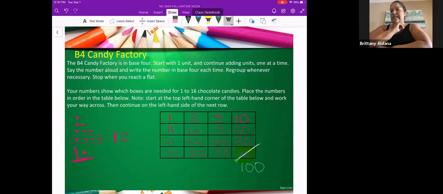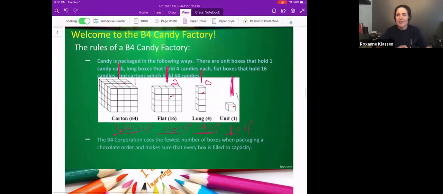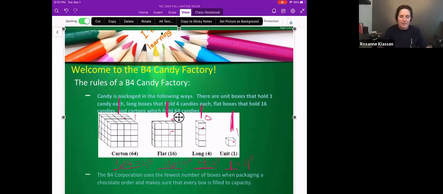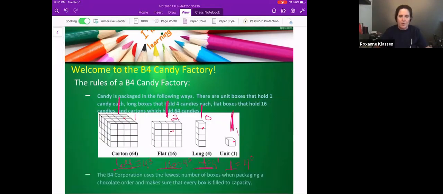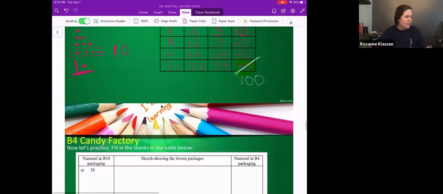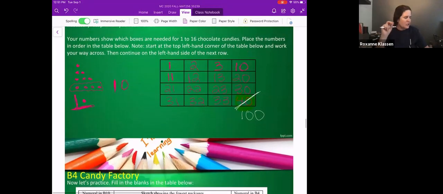Yeah, because there's 16, you would go up to the flat or the cube. I don't know what we're calling it. The box that has 16. We'll go back and look. I think we called it a carton. No, it's a flat. Oh yeah, the flat. Yeah. So you have to go there because remember, we want to use as few boxes as we can, right? So the key to this is, when we're in base 4, each time you can move to the next size box, you have to move over to the next place value. Does that make sense?